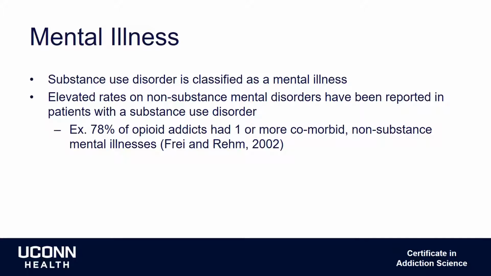Mental illness is a little trickier. So substance use disorder itself is classified as a mental illness. And there are elevated rates of non-substance mental disorders in the substance using population. So substance use and mental illness have a very high rate of comorbidity. In this example, 78% of opioid addicts had one or more comorbid mental illnesses. This includes things like major depression, the anxiety disorders, as well as things like schizophrenia.